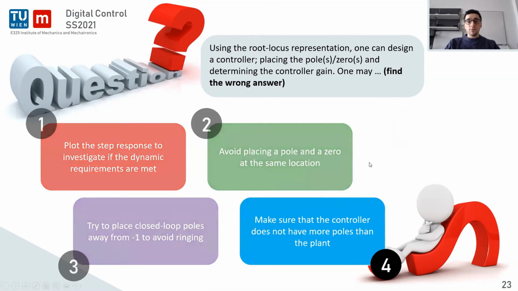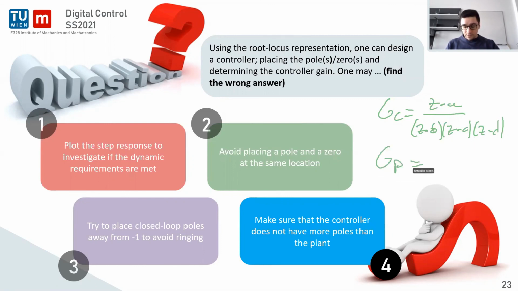And so the right answer was the last one: make sure that the controller does not have more poles than the plant. Indeed, we don't care. Okay, if I take a controller, let's say, G controller is equal to Z minus A over Z minus B, Z minus C, Z minus D. This controller is perfectly feasible. Okay, it's perfectly causal. One zero, three poles, all at different locations, perfect.